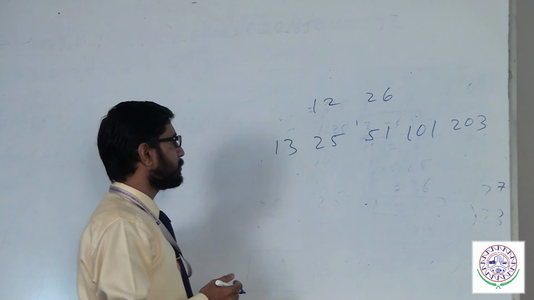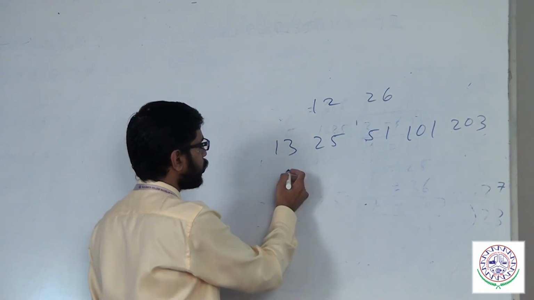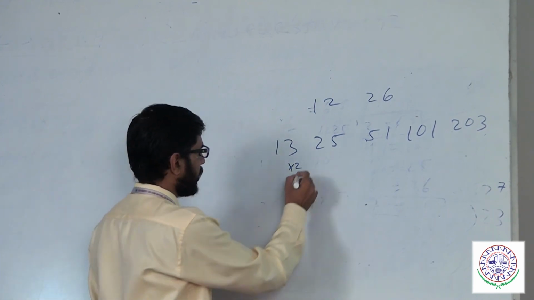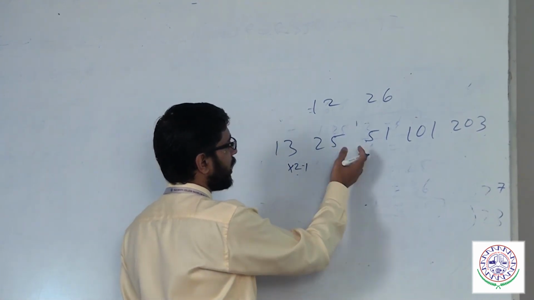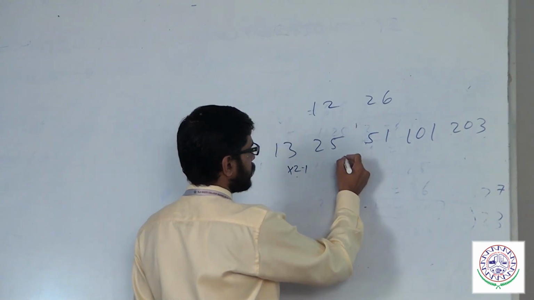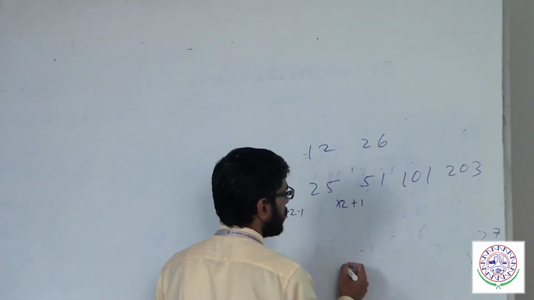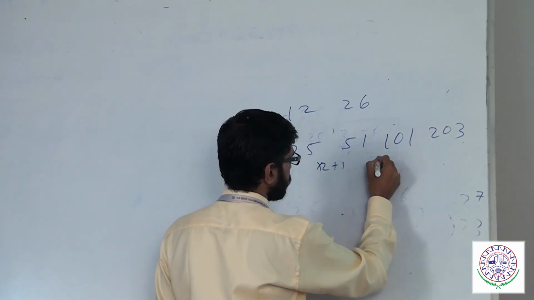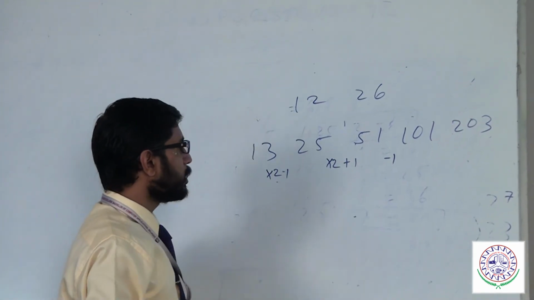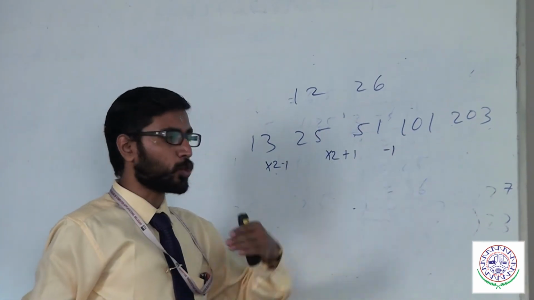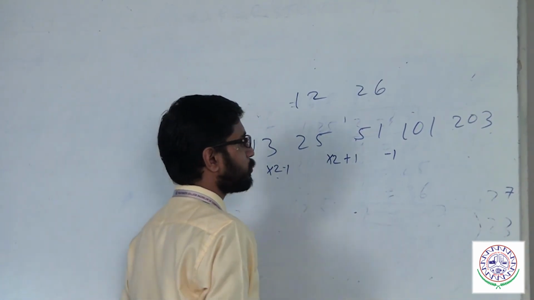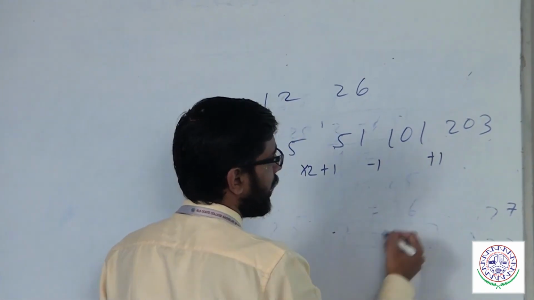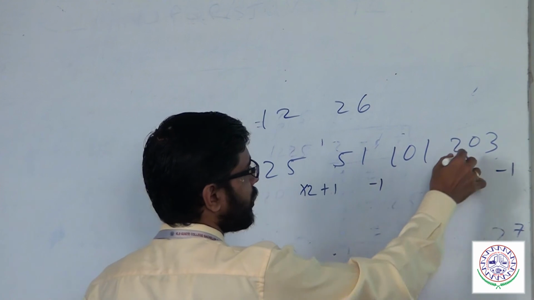So if you take 13 into 2 minus 1, that is 25. Then 25 into 2 plus 1, so in this case it is into 2 plus 1. Again, it is into 2 minus 1. So the series continues. The previous number is multiplied by 2, then minus 1, plus 1, minus 1, plus 1. So here it will be minus 1, here it will be plus 1, and again here it will be minus 1.